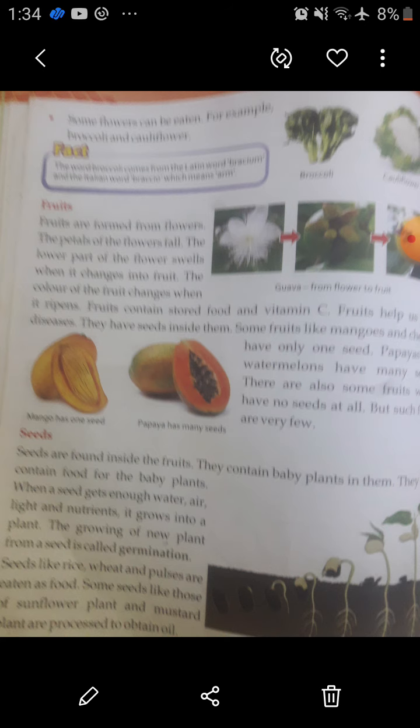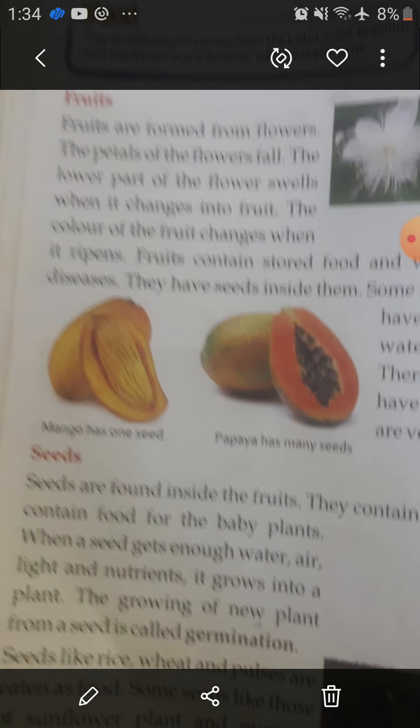Seeds are found inside the fruits. They contain a baby plant in them. They also contain the food for the baby plant. When the seed gets enough water, air, light and nutrients, it grows into a plant. The growing of a new plant from a seed is called germination.